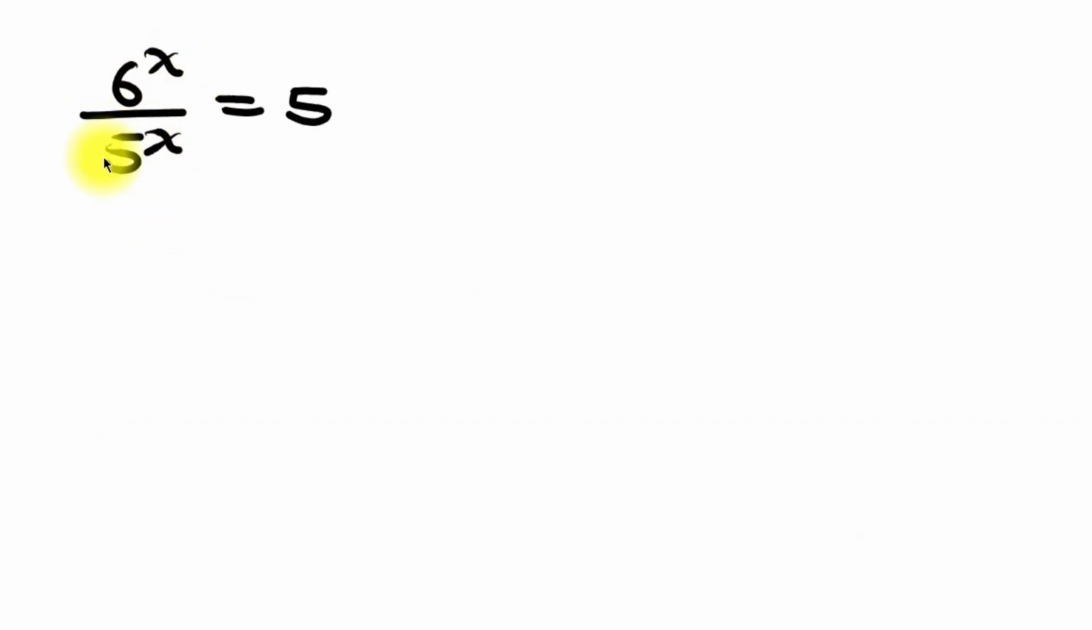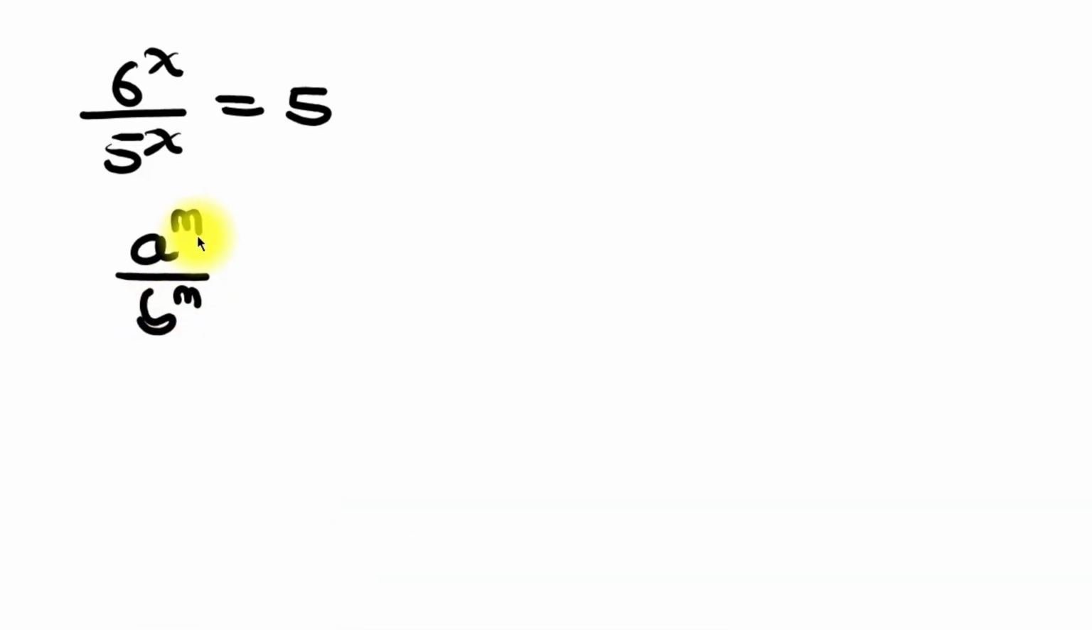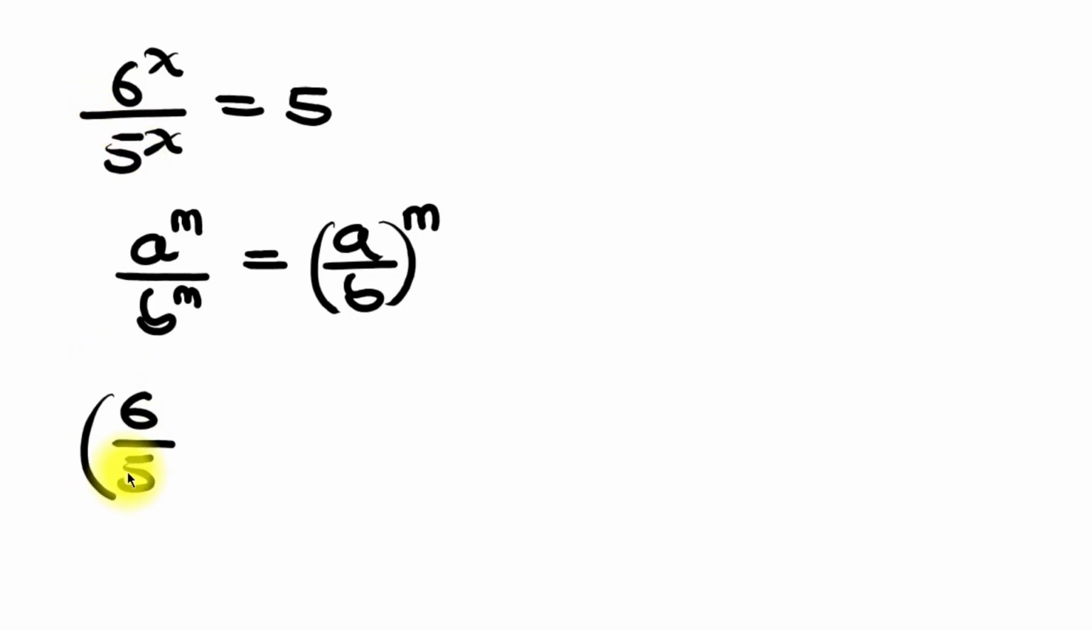Now let's apply the property of indices to the left-hand side. The one that says when I have a to the m all over b to the m, notice that the powers are the same, just as we have here. An expression like this can be written as a over b all raised to the common power of m. Now let's write this like this. So this expression now becomes 6 over 5 all raised to the common power of x. Very good. And this is equal to 5.